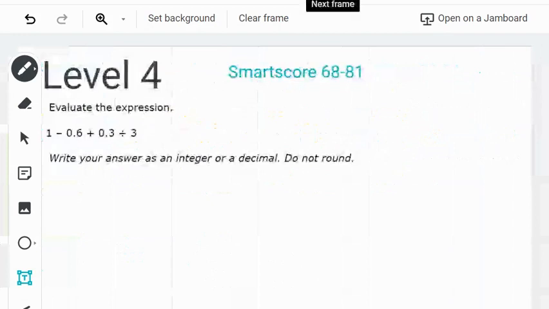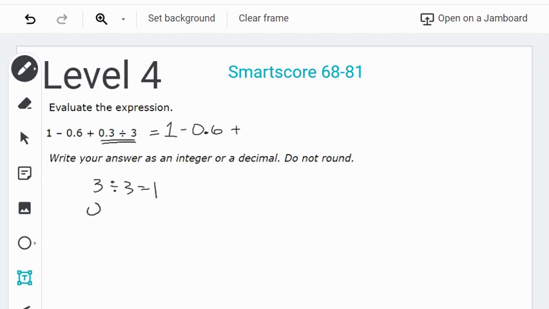Okay, another decimal one here. So we will make sure we do the division before anything else. So we could start off with 1 minus 0.6, and then adding. We had a problem similar to this before. So you can think 3 divided by 3 is 1. So 0.3 divided by 3 is 0.1. Okay, dividing 3/10 into 3, that's 1/10 each.